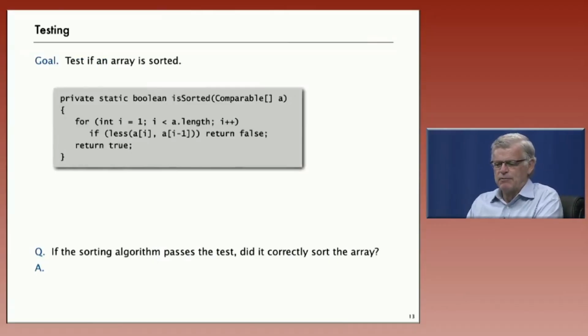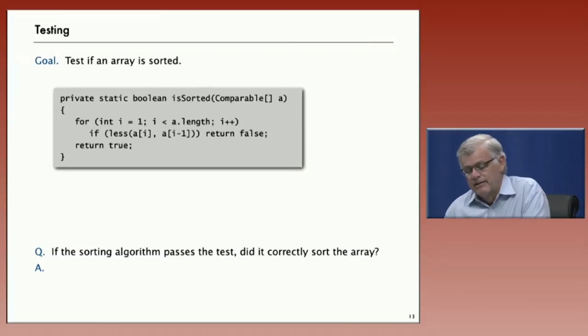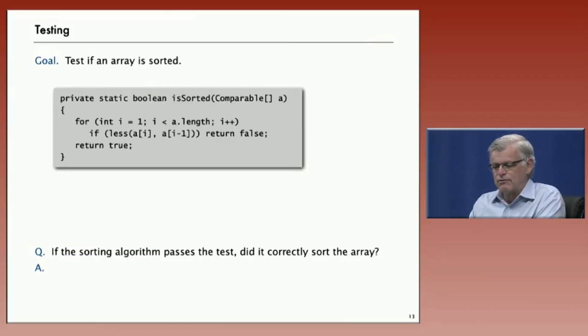Here's an example. Suppose we want to test if an array is sorted. So this is a static method that is supposed to return true if the array is sorted and false if it's not. And all it does is go through the array from 1 to the length of the array and test if each item is less than the one before it. If you have an item that's less than the one before it, then it's not sorted, you return false. If you get all the way through the array without that happening, then you return true. That's pretty simple code. The question is, if you have a sorting algorithm that passes that test, are you sure that it correctly sorted the array?